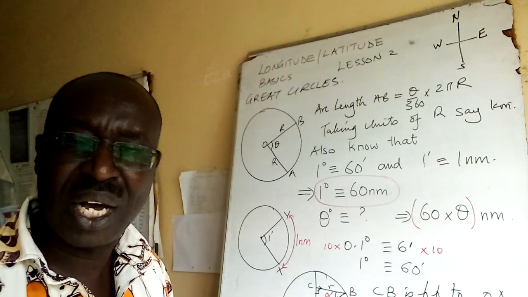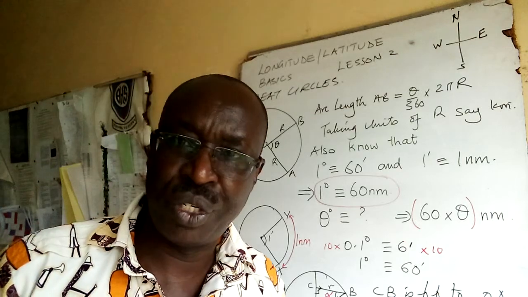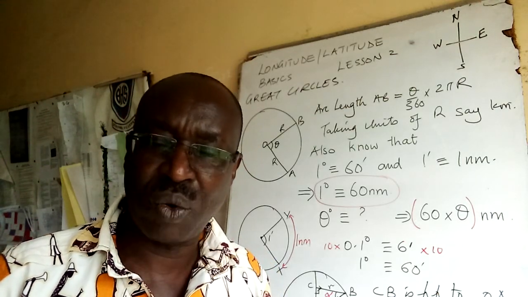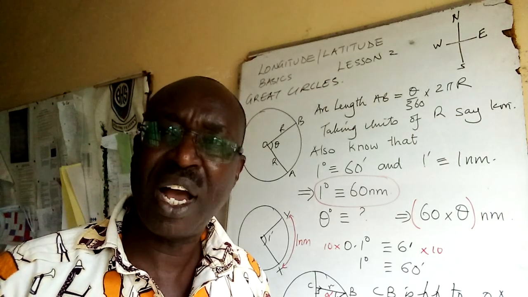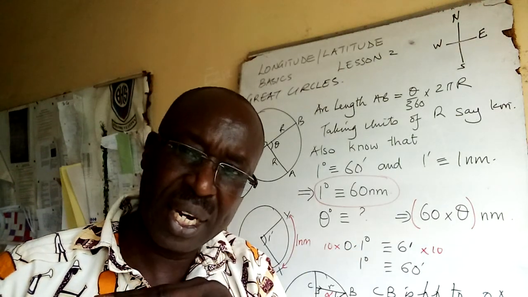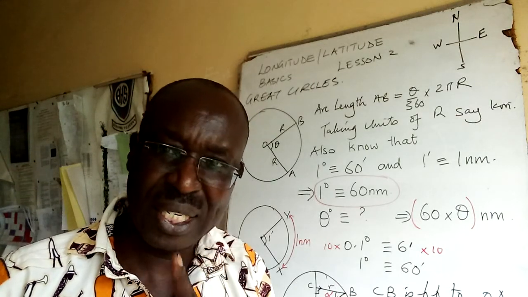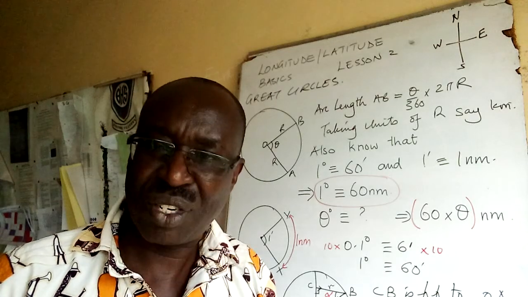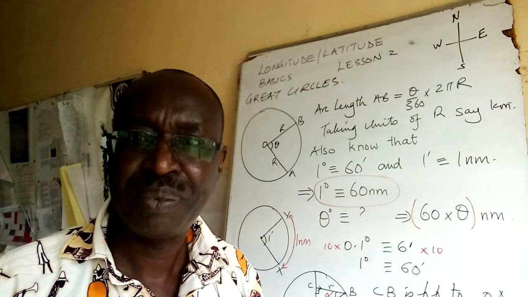Great circles are in two forms. One, longitudes, or all longitudes are great circles. Latitudes, we have only the equator. So the latitudes, the lines running from east to west, there is only one great circle known as the equator. The rest of the latitudes are also known as small circles.